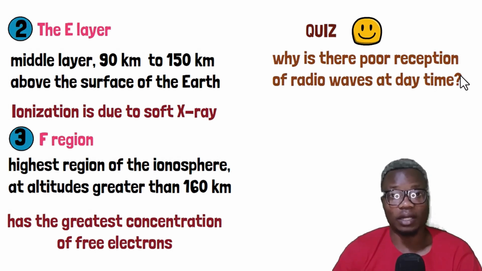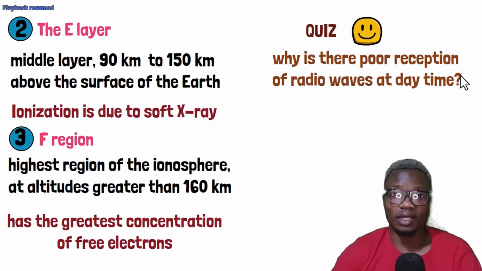This can also be the reason, because the presence of the D layer during the day is responsible for absorbing the electromagnetic waves. That's why there is always poor connection, poor reception of waves during the day, because of the presence of the D layer. But at night, we have no D layer. So guess what? There's good connection, good reception, and the radio waves can be received in a good way.